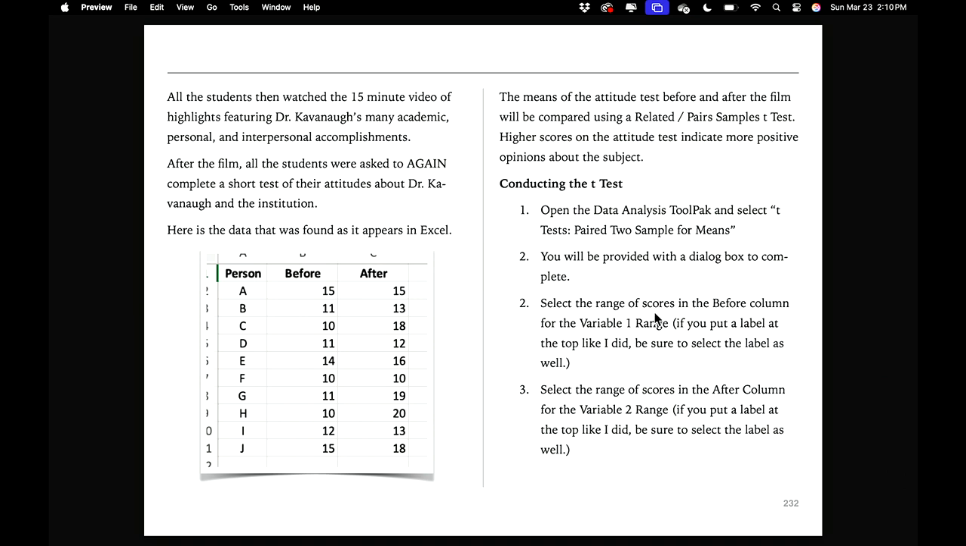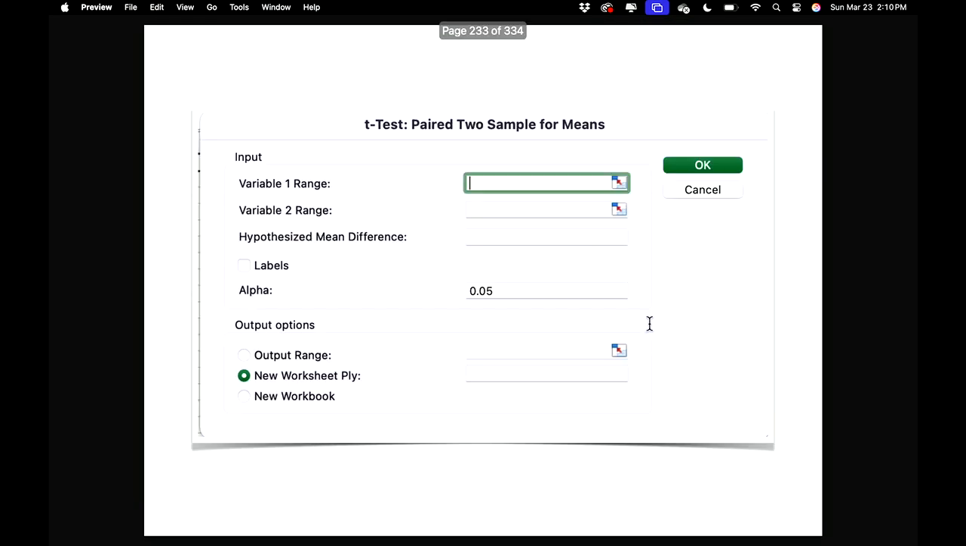You're going to get a dialog box, and that dialog box looks like this. This is your first range. This is the first set of scores. You put in the range of cells. Second scores. The hypothesized mean difference. This is your null hypothesis. So your null hypothesis says there will be no difference between these. The movie will not have an effect. So the hypothesized difference is 0, meaning there's going to be no difference. So you set that to be 0.